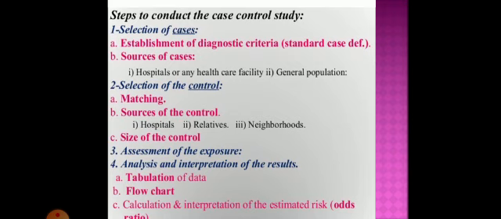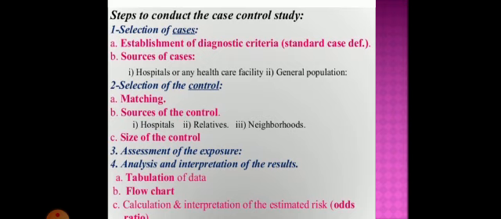Sources of the cases, or from where you are going to take the case, either from hospitals or any health institution or facility, or from the general population, from the neighbors. And the selection of control is by doing the matching, matching the cases and the control. The sources are either from the hospital, other patients in the hospital who don't have the disease under the study, or relatives and neighbors.